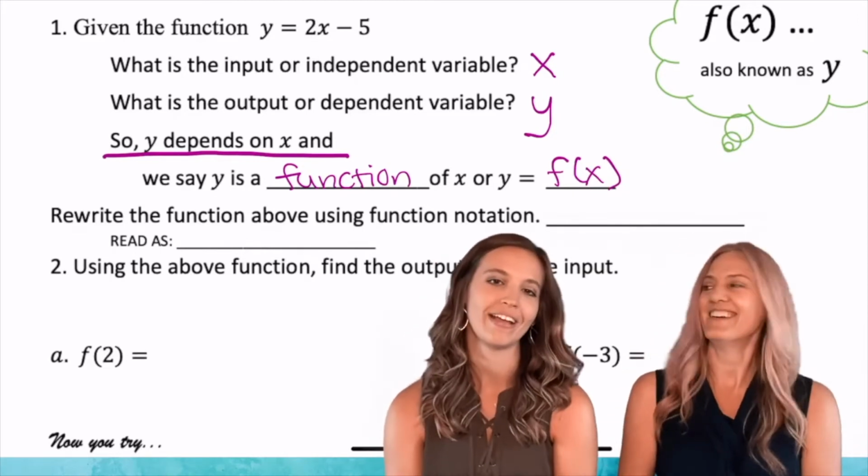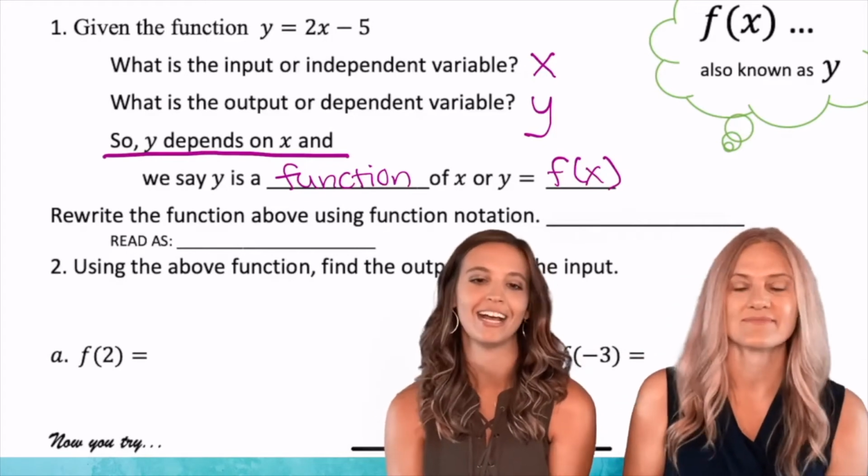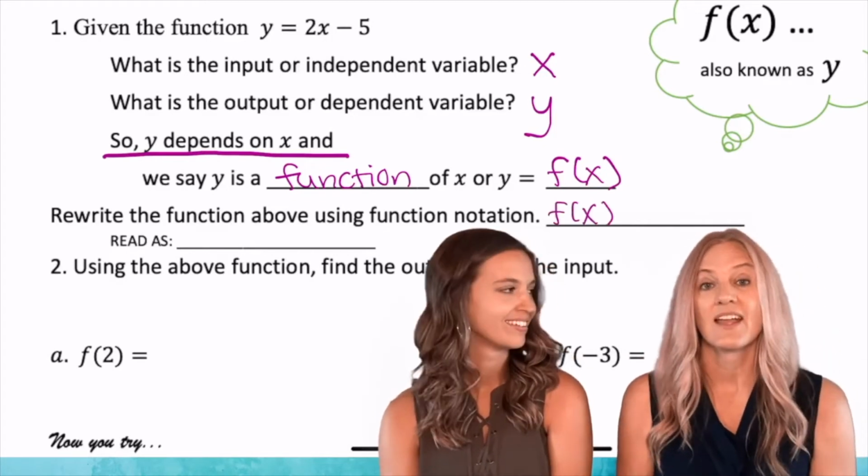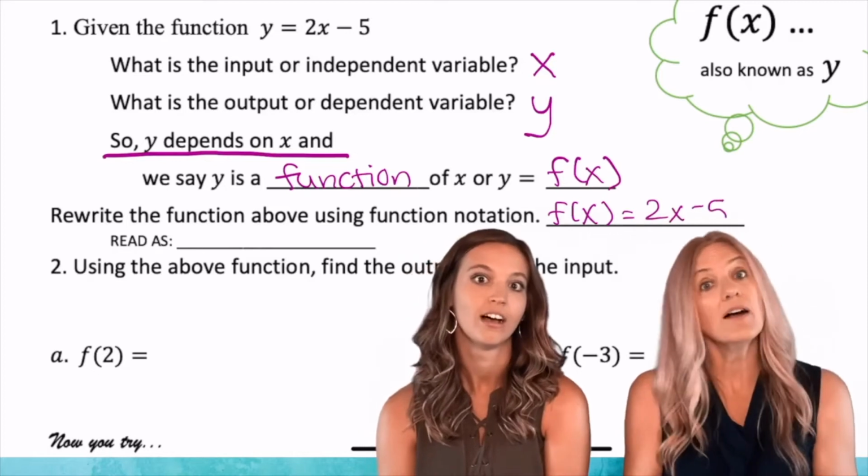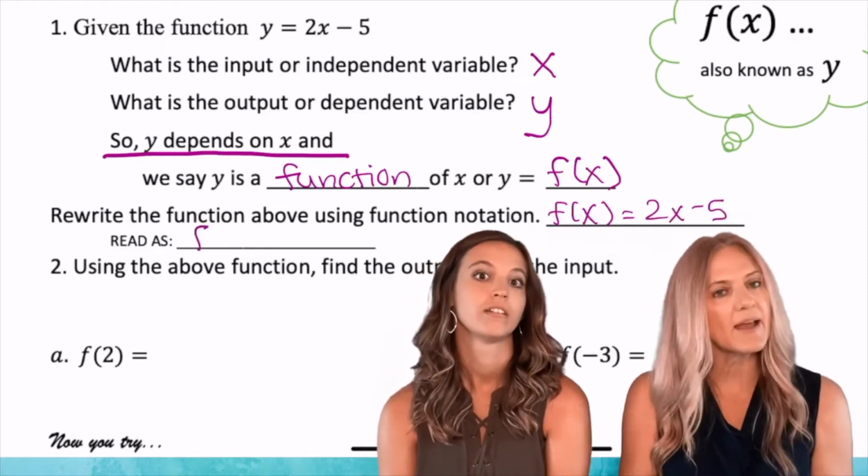Okay, let's go ahead and rewrite that function above then. Using the substitution property, I can now say f of x equals 2x minus 5. And the way we read that is "f of x." I know we've said that a couple of times, but it might help you to write that in.